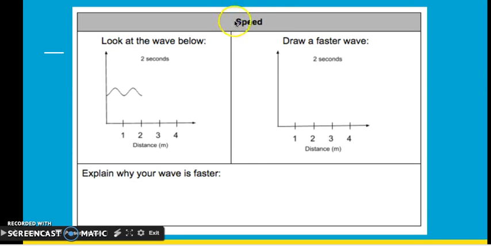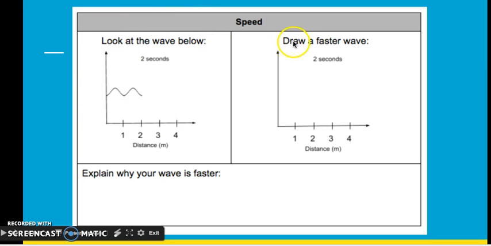All right, students, last one is speed. Our last property is speed. So this one is a little different. You're going to look at the wave below. Here's our wave, okay? And remember, it's on this graph. We drew this graph the other day, okay? Here it says 2 seconds. So this is how far the wave went in 2 seconds. It went 2 meters in 2 seconds, okay? You do not have to do anything here. You're just looking at it.